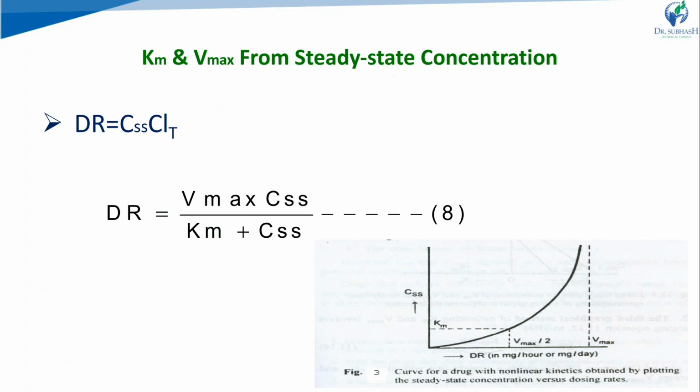The dosing rate, DR, is equal to steady state concentration and the total body clearance. So DR is equal to CSS into clearance, and at steady state the dosing rate is equal to the rate of decline in plasma drug concentration. So if the decline is due to a single capacity-limited process, then DR is equal to Vmax into CSS upon Km plus CSS. Plotting of CSS versus DR yields a typical hockey stick-like curve, and from that we have to find out the Km and the Vmax.